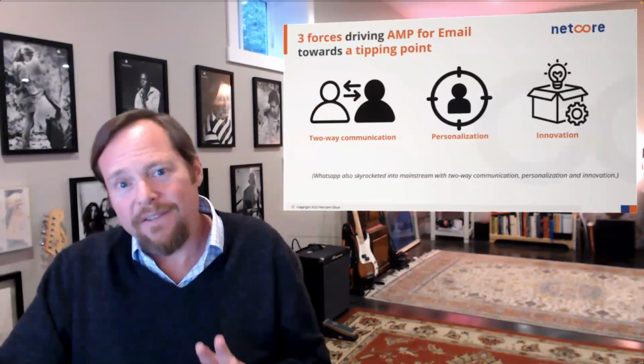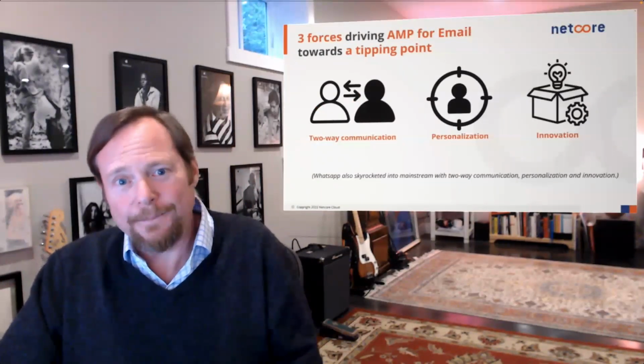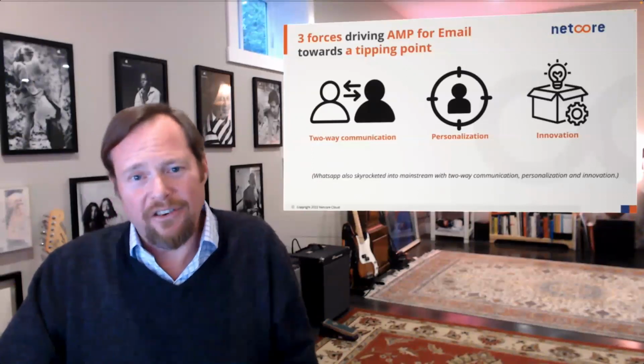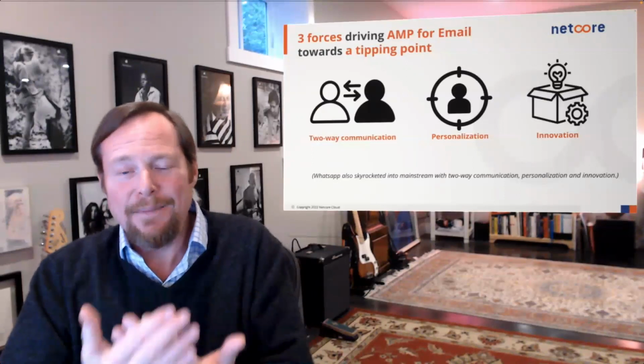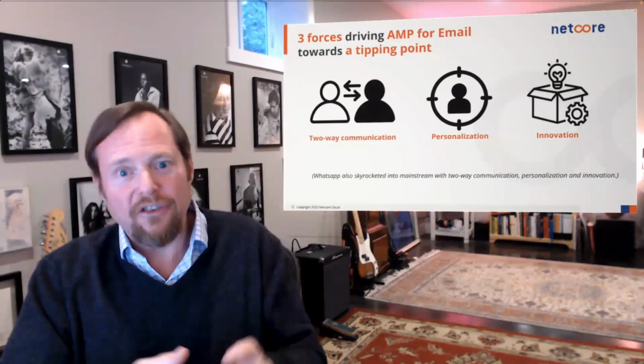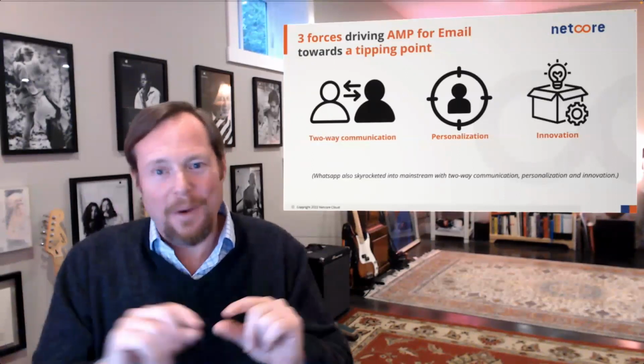I think there are three forces that are driving AMP towards a tipping point right now. One, two-way communication. We have use cases we're enabling within email chat, where we can literally chat with an agent in the inbox and resolve any issues we may be having.